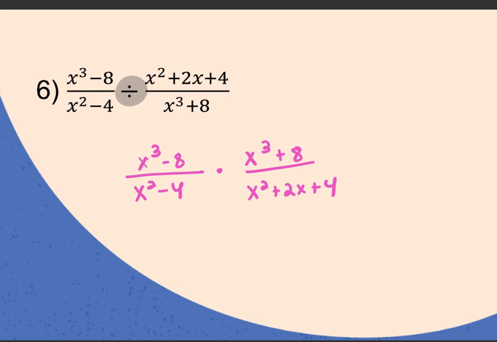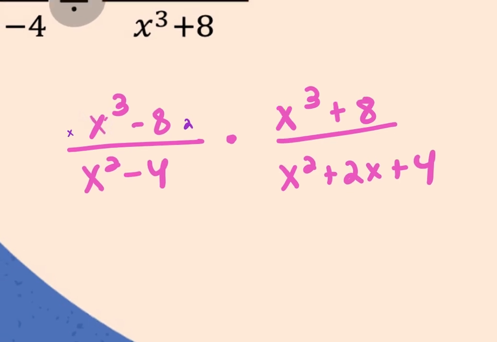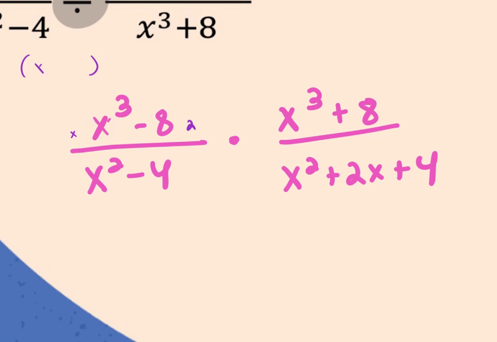And now I factor. So the top left is what? Good. Difference of cubes. So I would cube root the x to the third, I get x. Cube root the 8, I get 2. And then the first set of parentheses is those 2 terms. Then I square the first term, I multiply the 2 together, I square the second term, and SOAP. Same, opposite, always positive. Now that's gone.